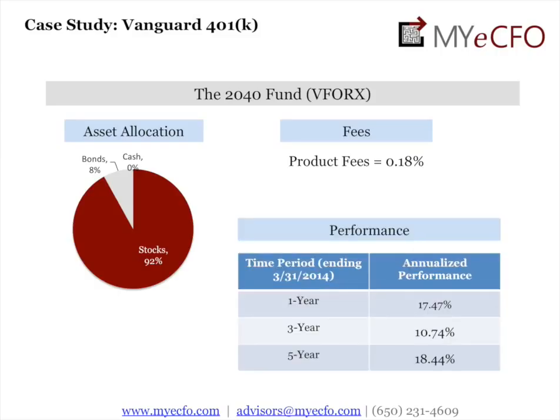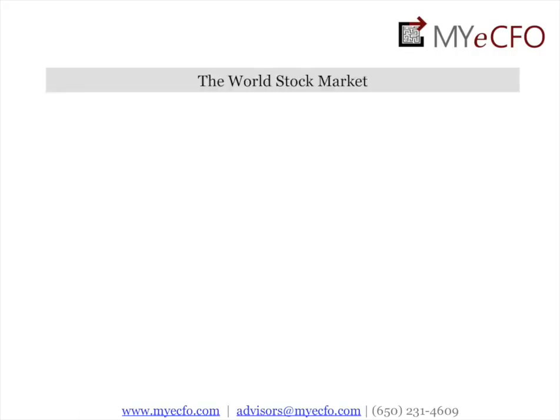The performance, and again, this is through 3/31/2014, over a 1-year period, 3-year period, 5-year period, has been extremely good. Or has it, right? You don't really know through absolute numbers. As I've talked about in other tutorials, the best way to measure performance is not on an absolute basis like it's shown here, but on a relative basis. So how would you do a relative performance analysis with this Vanguard 2040 fund? Well, let's look at that.